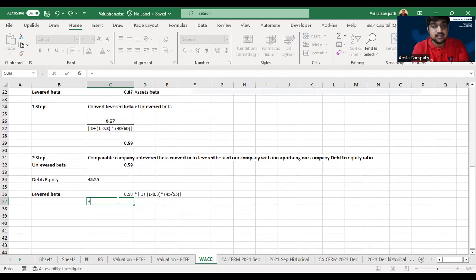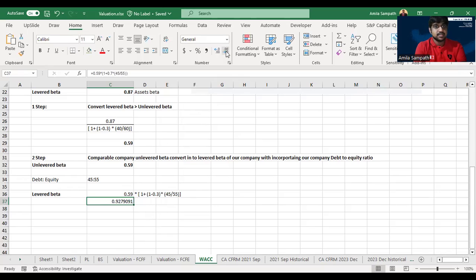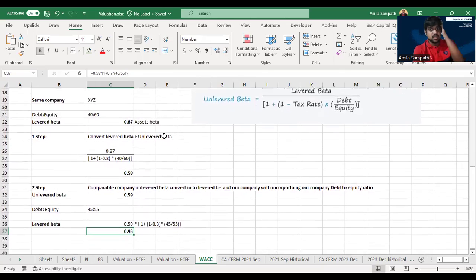After resolving this one, let's resolve 0.59 multiplied by 1 plus 0.7 multiplied by 45 divided by 55. Then we can get our levered beta as 0.93. Our levered beta is 0.93. That means it is almost similar to our market condition. That means our volatility is almost similar to the market condition, 0.93.